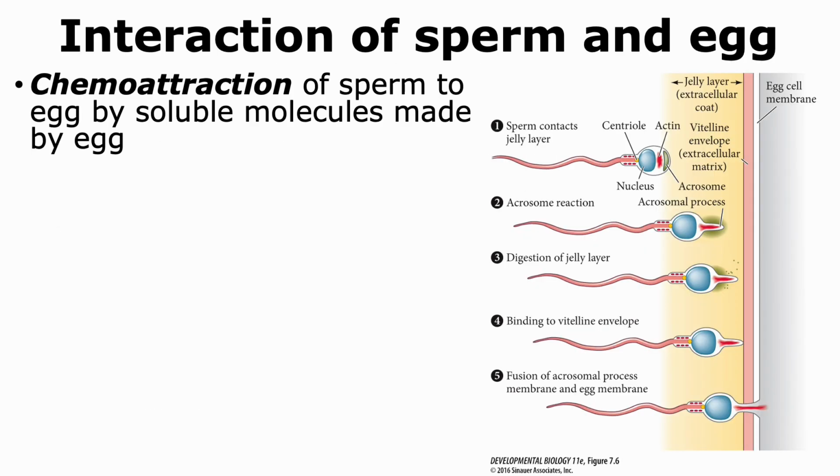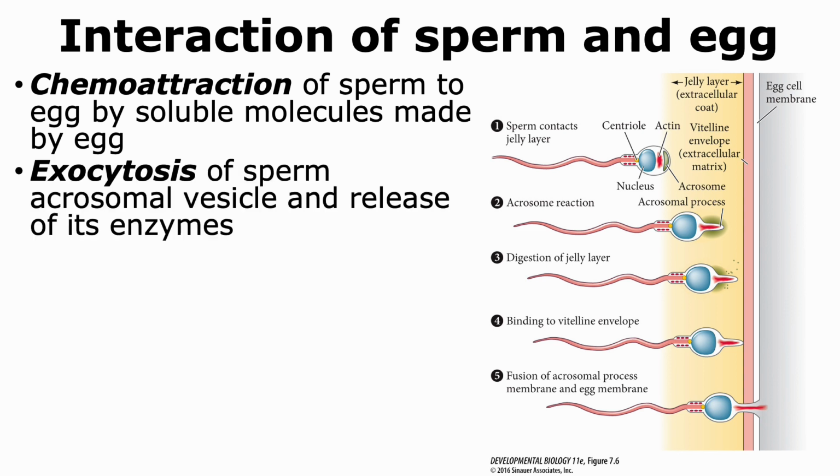In order for fertilization to occur, the sperm and the egg have to be able to interact. The first step in this process is chemoattraction, where the sperm is able to follow a trail of molecules secreted by the egg so that it can go close to the egg and find the egg's location. Once the sperm has found the egg, the process of exocytosis occurs, where the sperm's acrosomal vesicle releases the enzymes that are present in it.